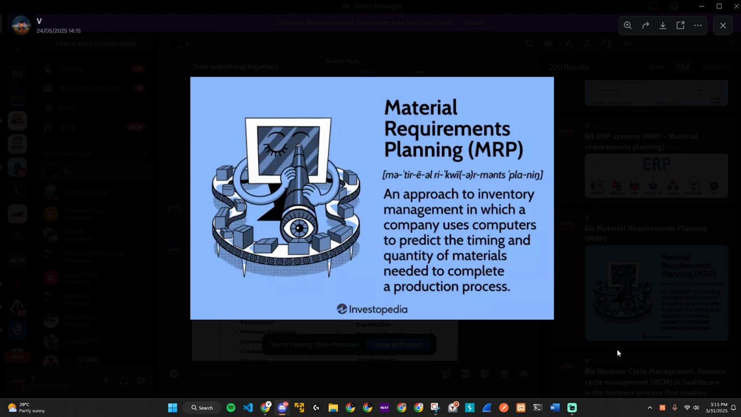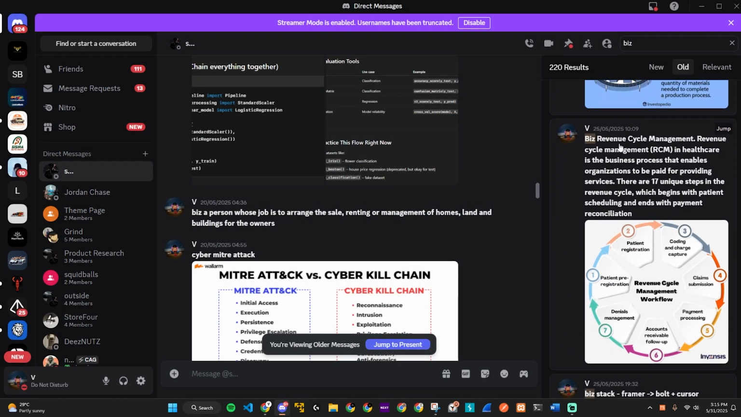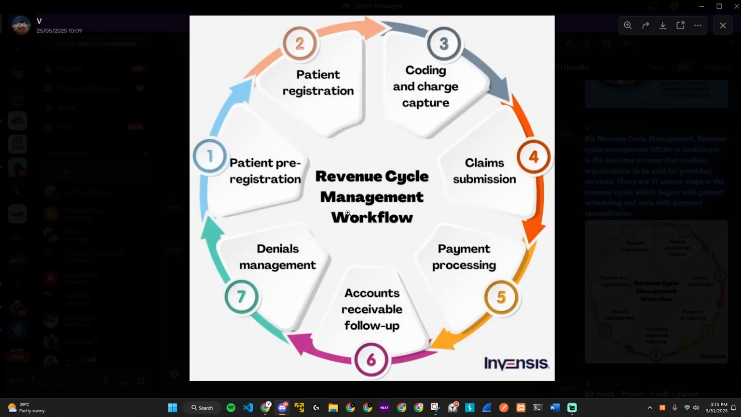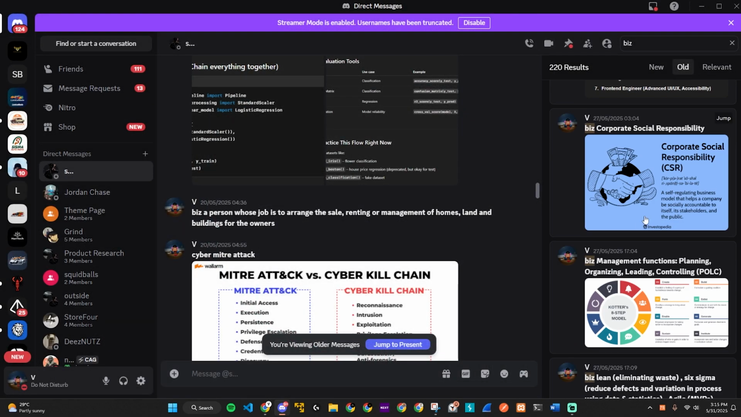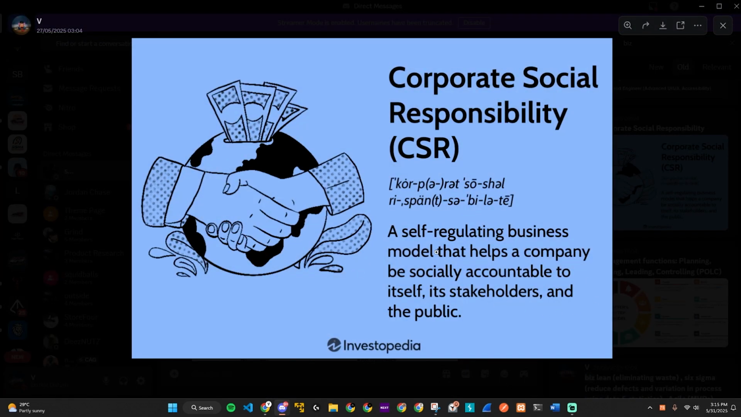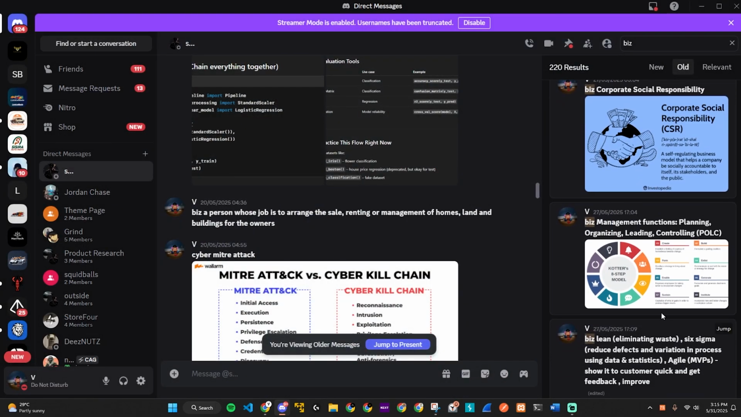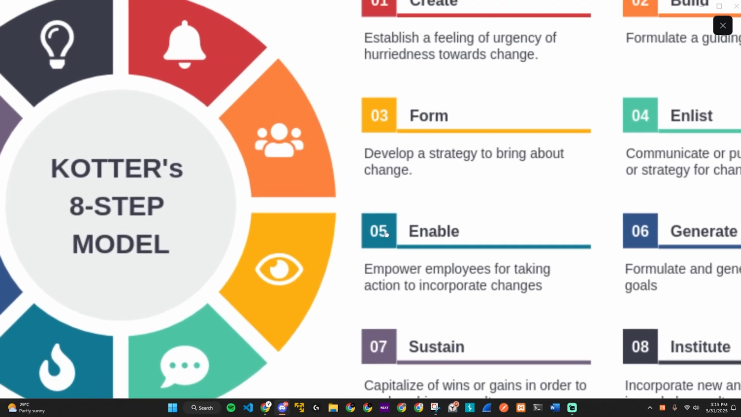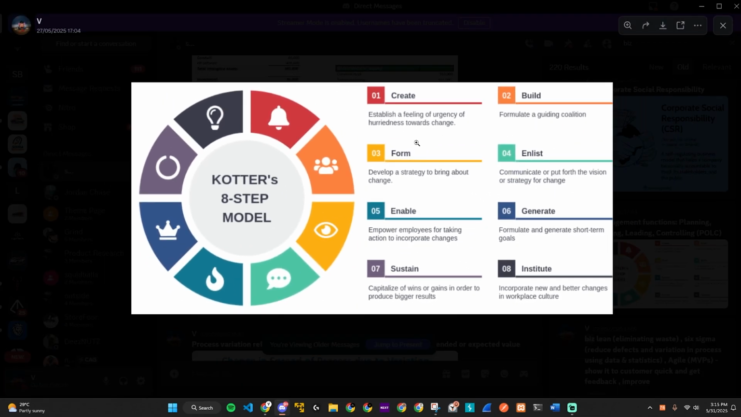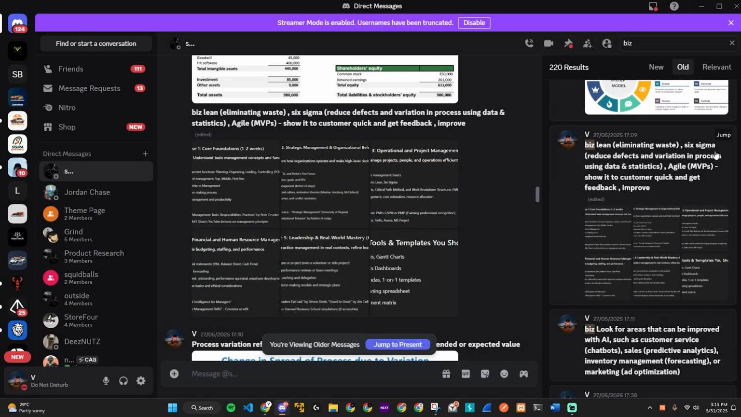Computer is pretty great. So mass production companies. Revenue, exactly. As you can see. Don't mind that. Model that helps a company be socially accountable to itself, stakeholders, and the public. And see that? Build, form, enlist, enable, generate, sustain, and institute. Reduce waste, reduce defects and variation. Using data, show it to the customer, improve, and get feedback quickly.